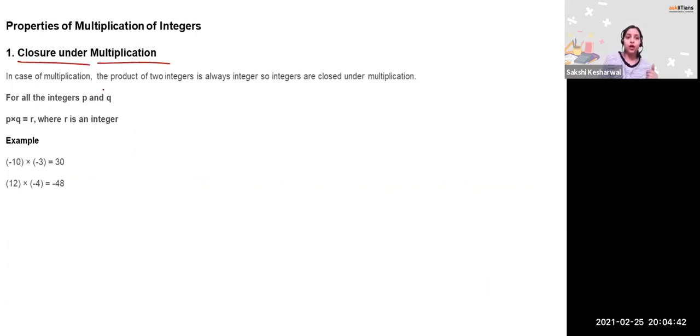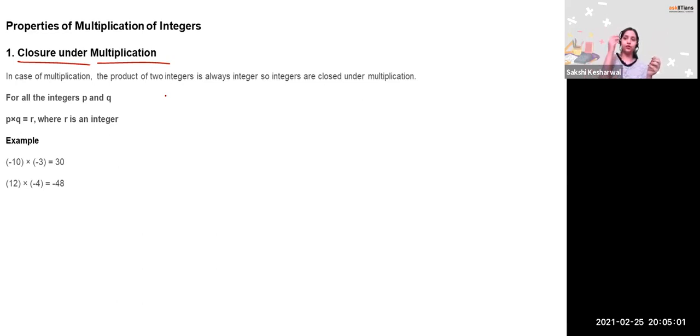In case of multiplication, the product of two integers is what? Like, what is a closure property? You take one integer, you take the other integer, and the answer is also what? An integer, right or not? So you take any integers. We have just learned that negative into negative is positive. If you multiply a negative integer by a negative integer, the answer is an integer.